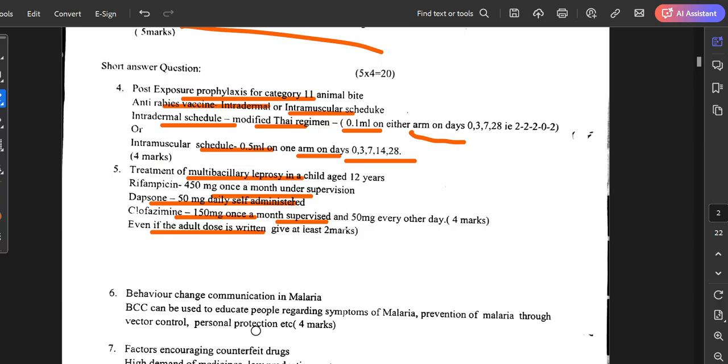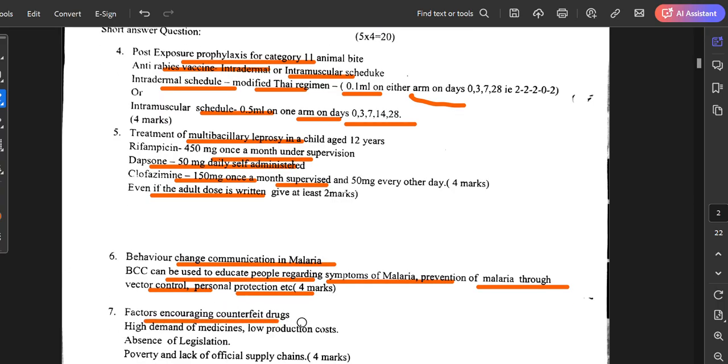Then behavior change communication in malaria. Behavior change communication, BCC, can be used to educate people regarding symptoms of malaria and prevention of malaria through vector control, personal protection, etc. We have to communicate in such a way that people change their behavior, and that will ultimately prevent them from catching malaria. That is the question the examiner has put in the question paper. So what we have to do? We have to educate people regarding the symptoms of malaria, and prevention of malaria through vector control and personal protection.